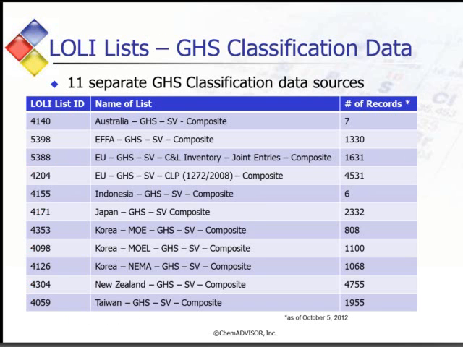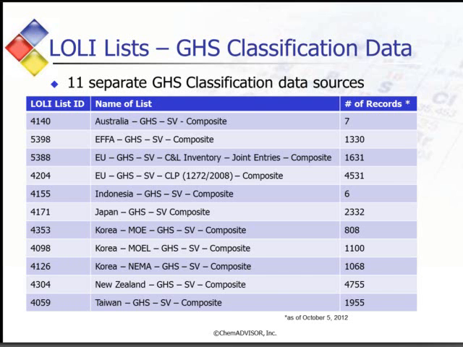The GHS classification lists, substance-specific lists, are shown here, and each separate classification data set includes lists by endpoint, as well as composite lists showing all endpoints, addressing classification details, and also a labeling list that addresses the labeling details, including the hazard and precautionary statements.